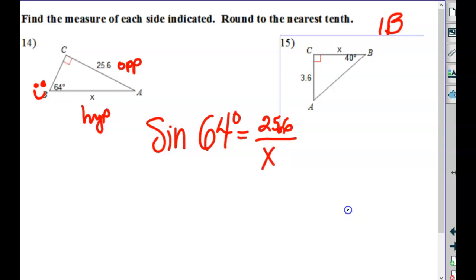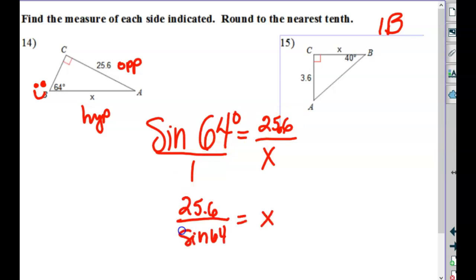Now, got to be real careful. I always tell students set this up like a proportion. So when you cross multiply, 25.6 gets multiplied by 1, right? And then we're going to divide by the sine of 64 to get the x by itself. Everybody good with what I'm talking about? Cross multiply and divide. Do I need to write out another step, or are we okay?